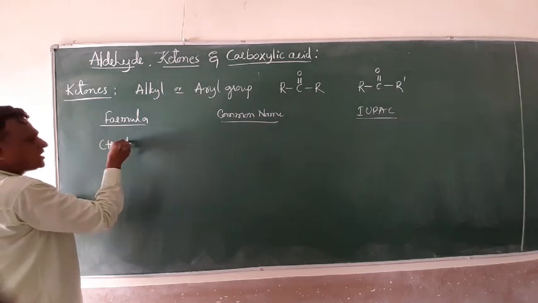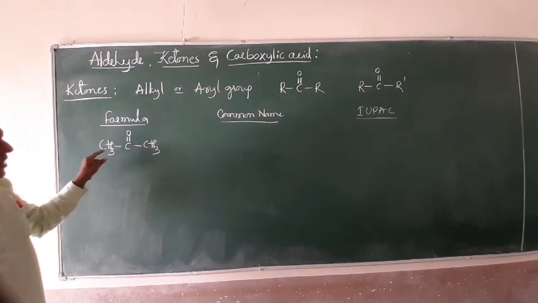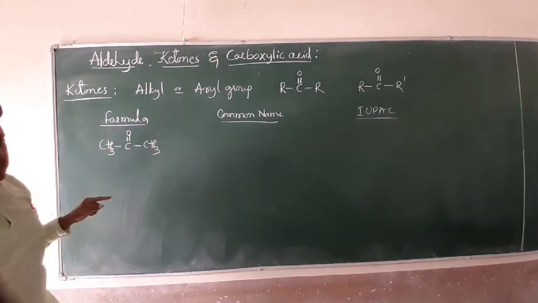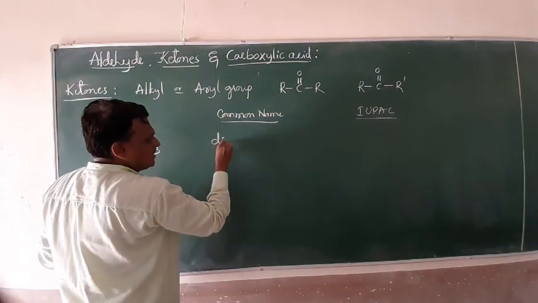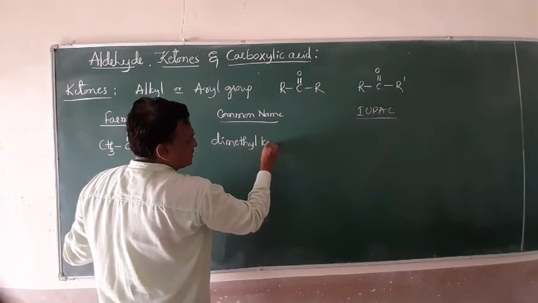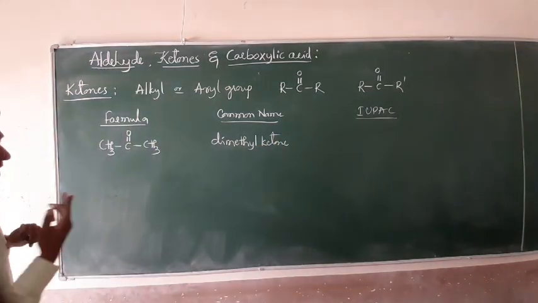The simplest ketone mentioned in our syllabus has two methyl groups. Two methyl groups are attached to the carbonyl carbon. The methyl groups are the same. The name of this compound is dimethyl ketone.